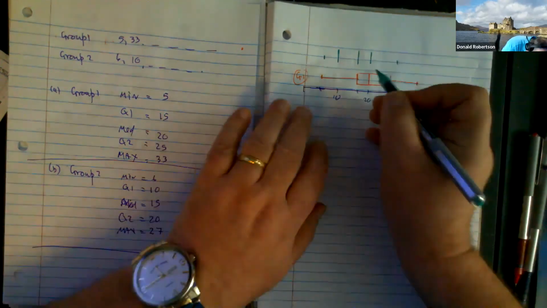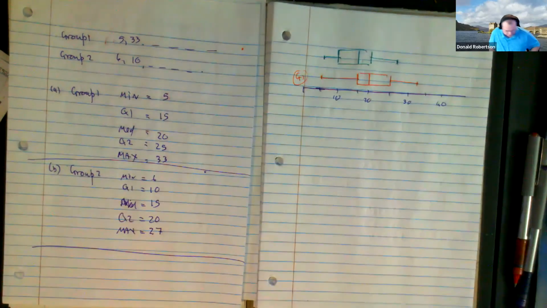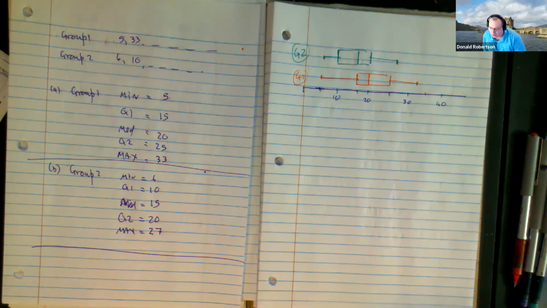You then take this one and you put it up here, a little bit further, 6, then you do 10, and you do 15, and then you do 20, and then you finish with 27. And obviously a lot neater than I would do it, isn't there, G2? Now, by having two box plots together, it makes it a lot easier to compare and contrast.